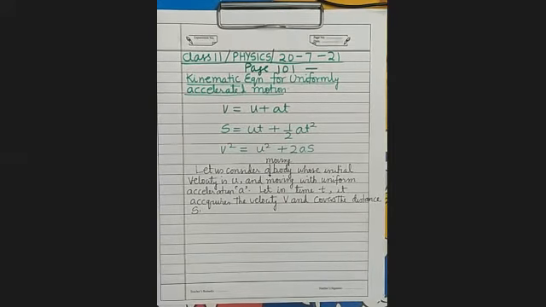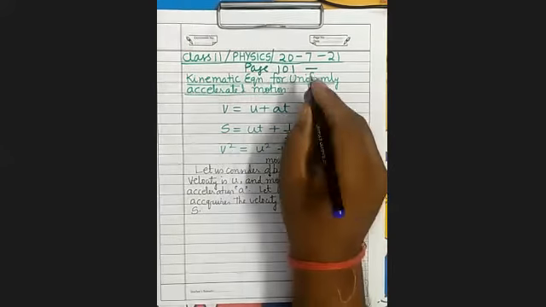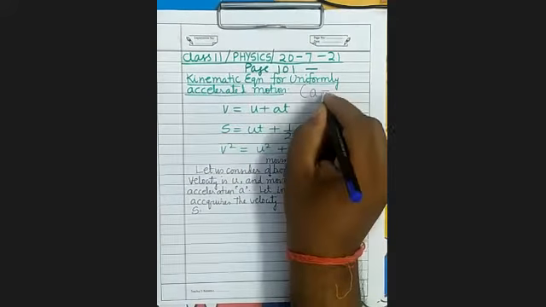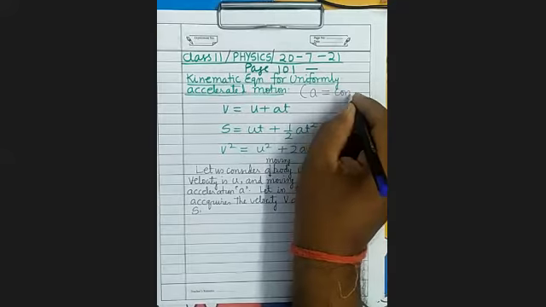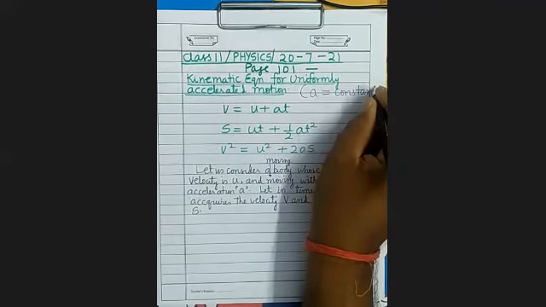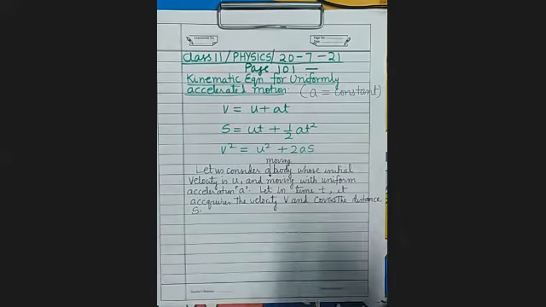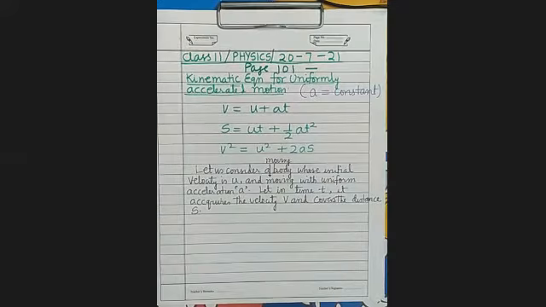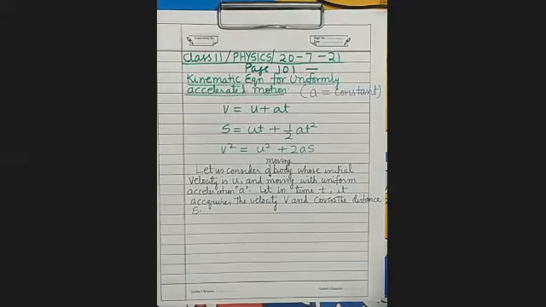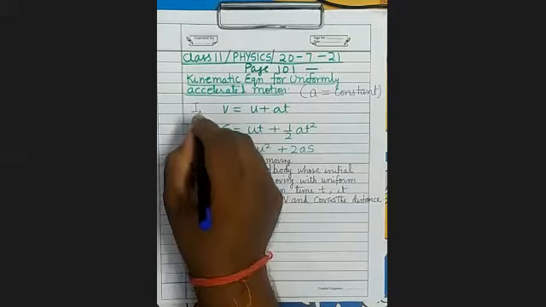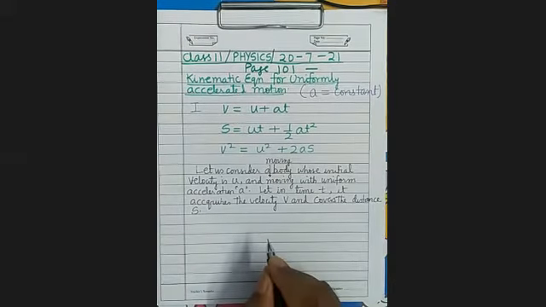I am going to begin the kinematic equations for uniformly accelerated motion. It's clear. Uniformly accelerated motion means acceleration is constant. Acceleration is constant means velocity is increasing or decreasing at a constant rate. So what is the first equation of motion? v equals u plus at.